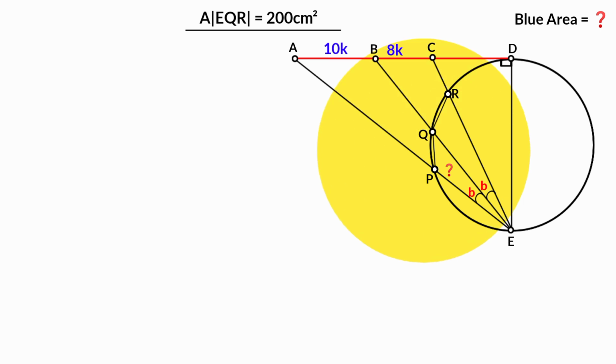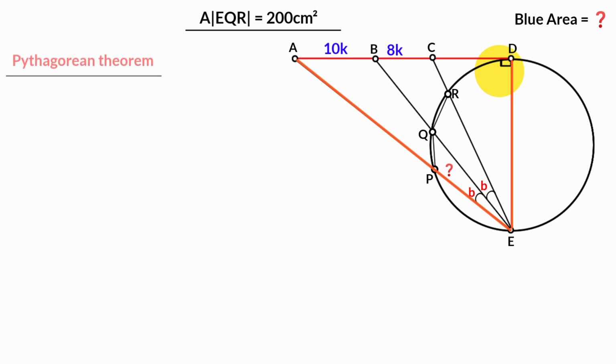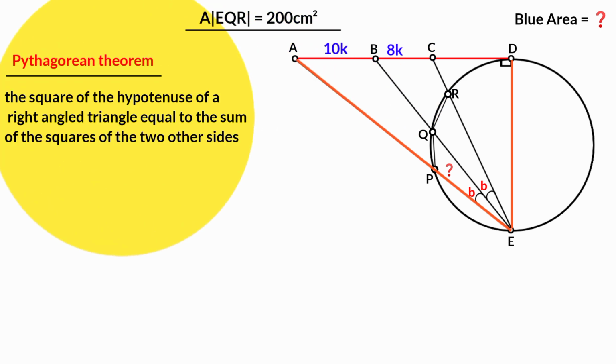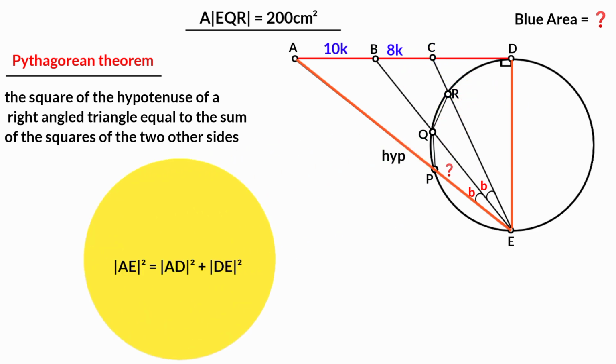Okay, now from this triangle ADE, this right angle proves that it is a right angle triangle. So we can use the Pythagorean theorem. The Pythagorean theorem states that the square of the length of the hypotenuse of a right angle triangle is equal to the sum of the squares of the length of the two other sides. The hypotenuse is the side facing the right angle, which is this here. So using the Pythagorean theorem, the square of this line AE must be equal to the sum of the squares of this line AD and this line DE. So line AE squared equal to line AD squared plus line DE squared.